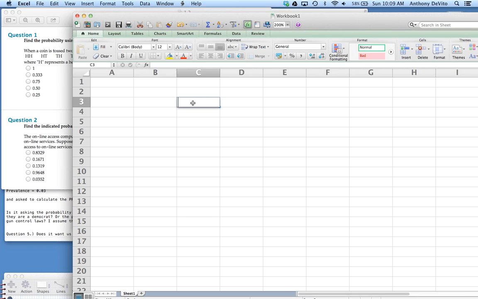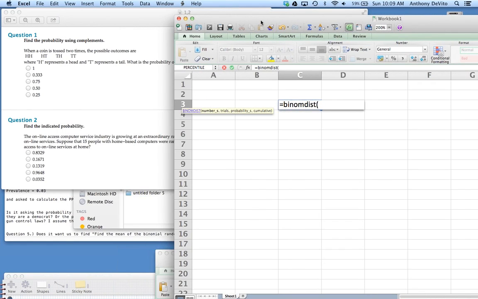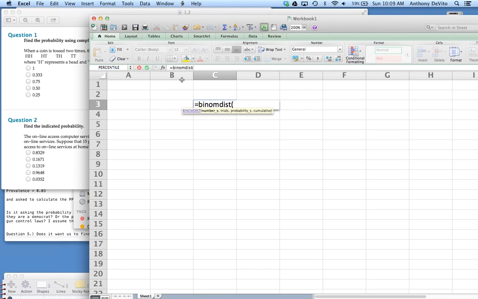I'm going to type in equals BINOM.DIST, parentheses. The next thing it's going to ask me for is number of successes, trials, probability of success, and cumulative. Here, success is the person has online services, and the number of trials is 15, since we sampled 15 people. For number of successes, I said three or more, right? If I put a three in here and choose cumulative, it's going to give me the probability for three, two, one, and zero people that have online services, right?